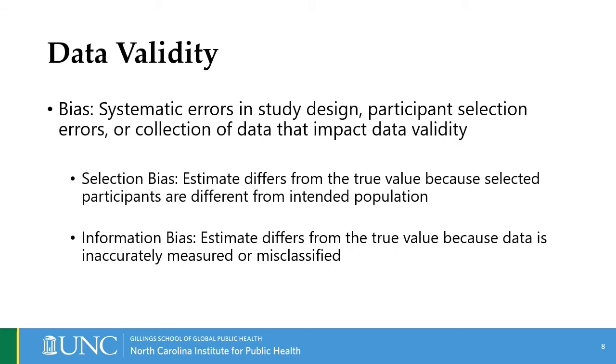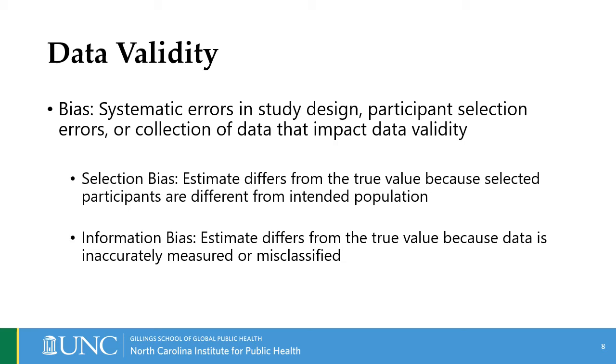Recall that data validity characterizes the accuracy of the data. We use the term bias to describe systemic errors in designing our study, selecting participants, or collecting data that impact the accuracy of the data. Two specific forms of bias are selection bias and information bias. When selection bias is at play, our results differ from the true value of the population because of differences between the people selected into your study and the people in your overall population of interest.